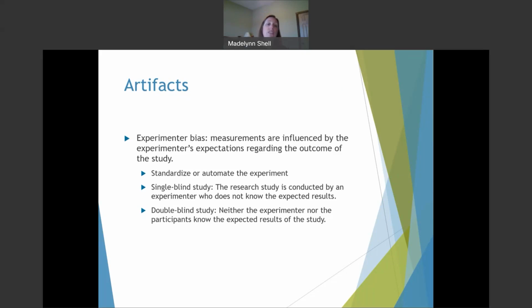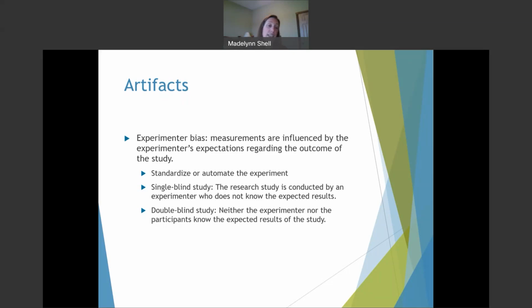One component of this is experimenter bias, where maybe the measurements are influenced by the experimenter's expectations regarding the outcome of the study. There are a couple of things that we can do to protect against experimenter bias. One is to standardize or automate the experiment. The computer reads the instructions instead of having a research assistant read the instructions.